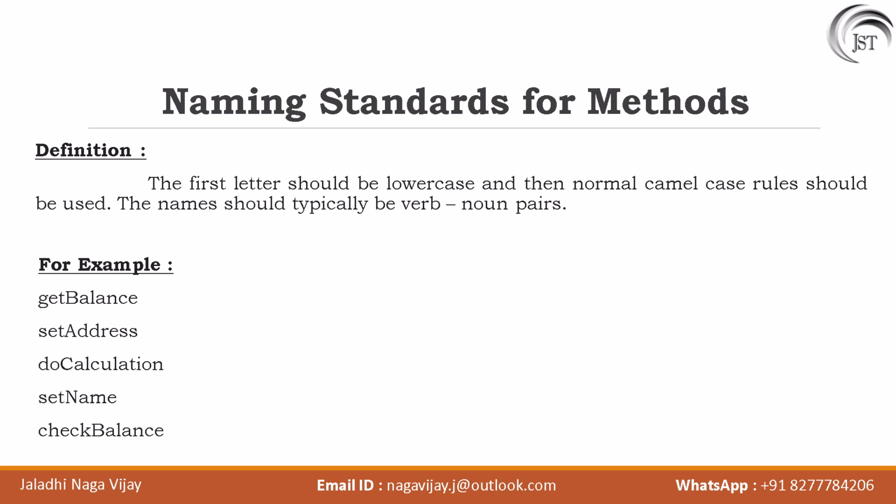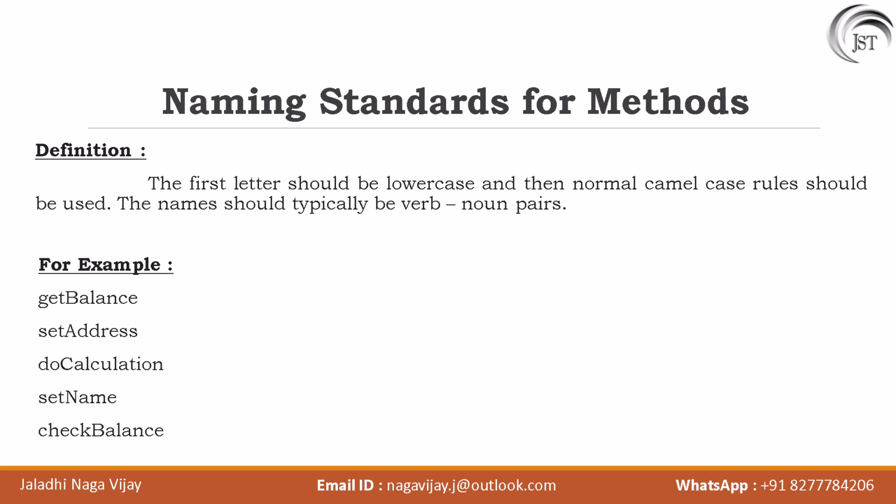Like that we need to declare methods. getBalance, setAddress, doCalculation, setName, checkBalance, doEat. In doEat, D is a small letter, and Eat starts with a capital letter. That means the first letter should be a small letter, and from the second word onwards the first letter of each word should be a capital letter. We should follow this. We should also follow the verb and noun pair.